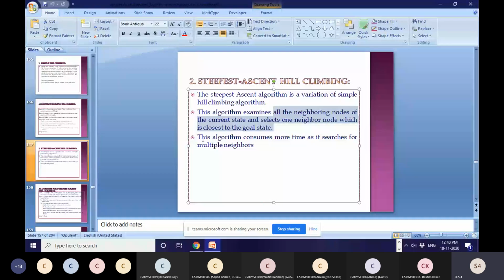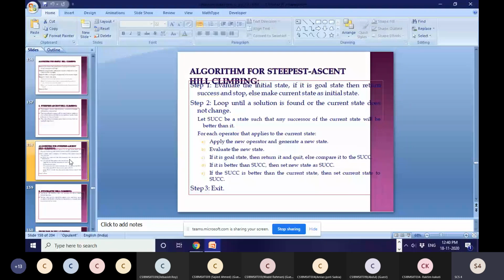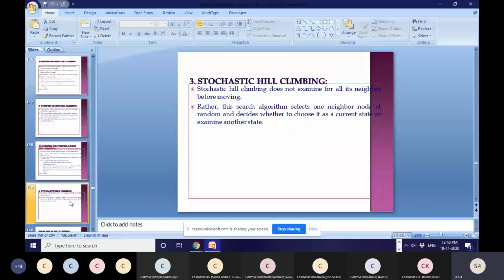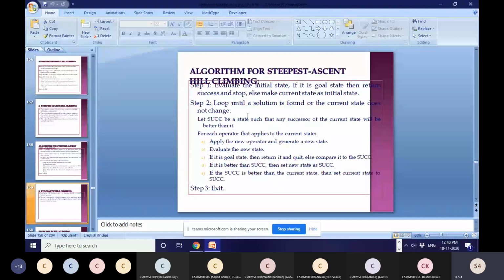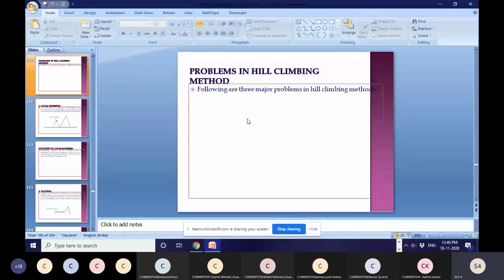One more variant of hill climbing we have seen is the stochastic hill climbing technique. There we are not examining all the neighbors, but only one neighbor picked at random is analyzed. That's the difference between stochastic hill climbing and steepest ascent hill climbing. These things we discussed in the last lecture. I hope every point is clear to you.